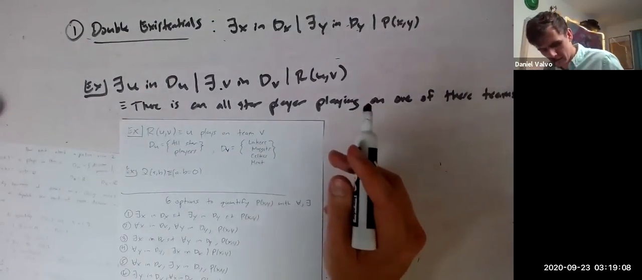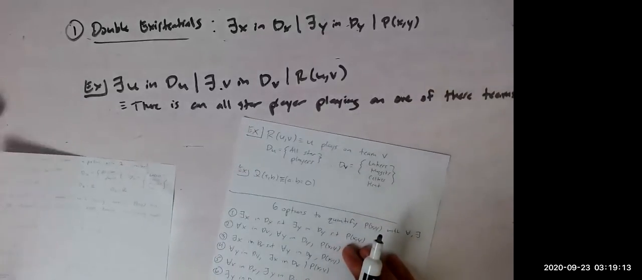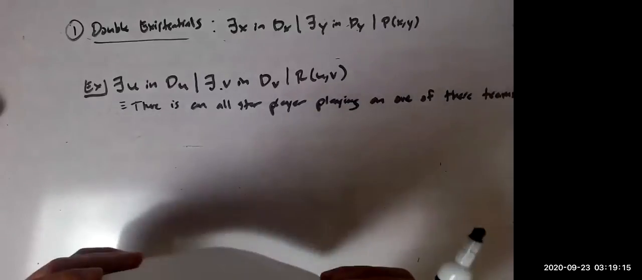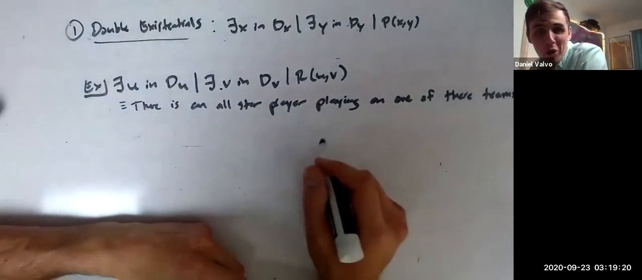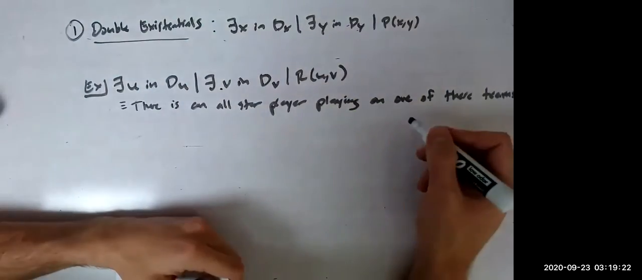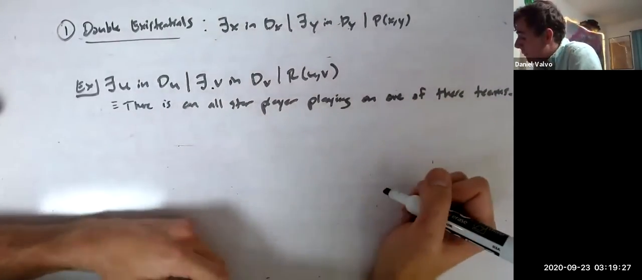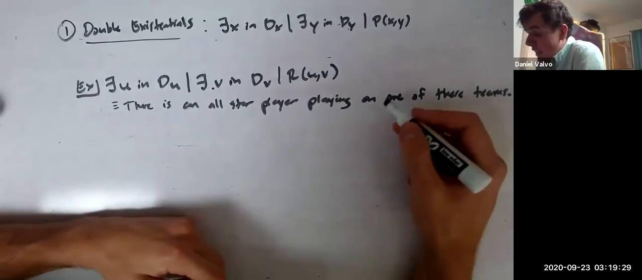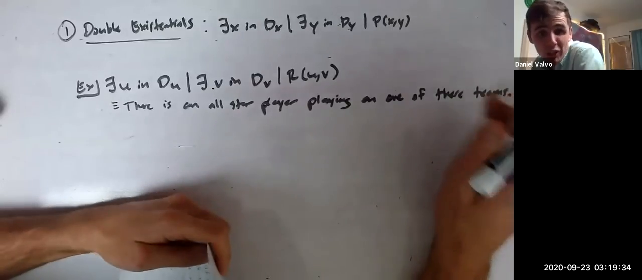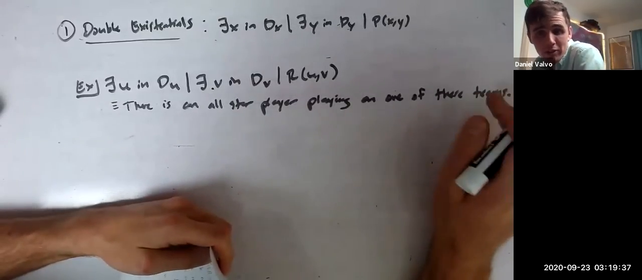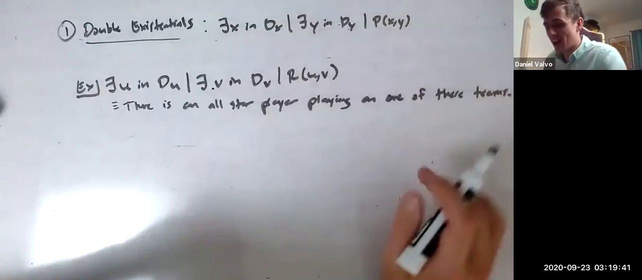Make sense? Could they be playing on multiple teams? No, well, in real life you can only play on one team, right? Yeah, but with basketball removed, this isn't saying that there's not more than one all-star player playing on more than one of these teams. It's just saying that there's at least one all-star player playing on at least one of these teams. Okay, cool.